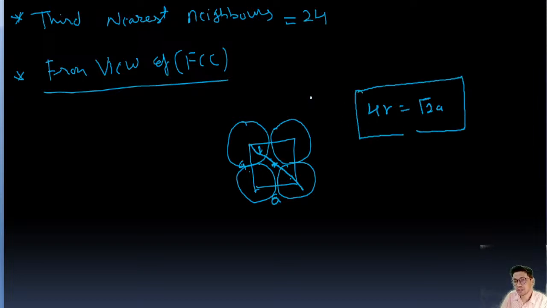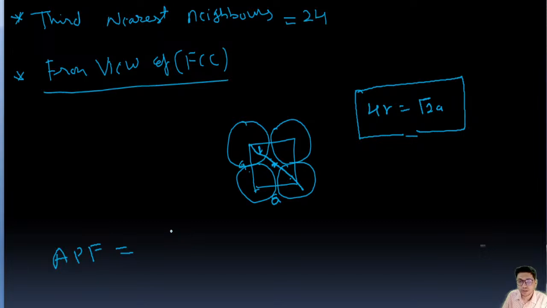In case of BCC, that is 4R equal to root 3 A. Or in case of SC, that is A equal to 2R. So in case of FCC, this is 4R equal to root 2 A. Very important, you need to note down. Now we'll find out the atomic packing fraction, APF.